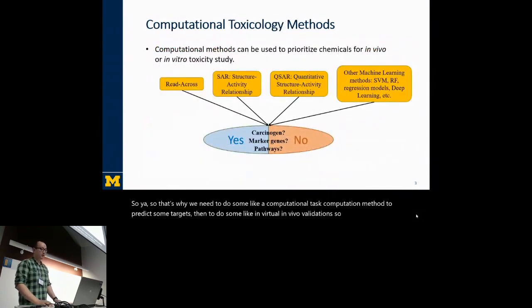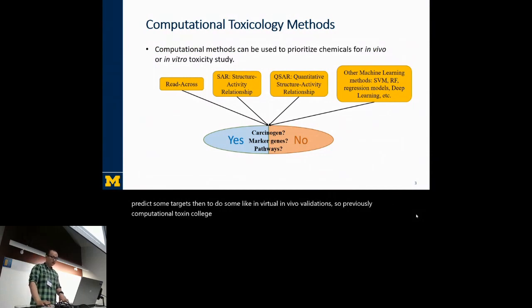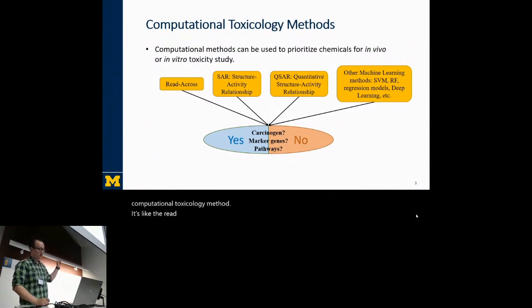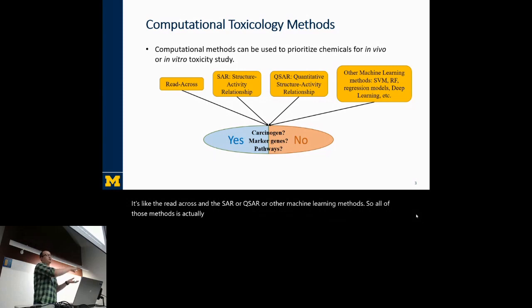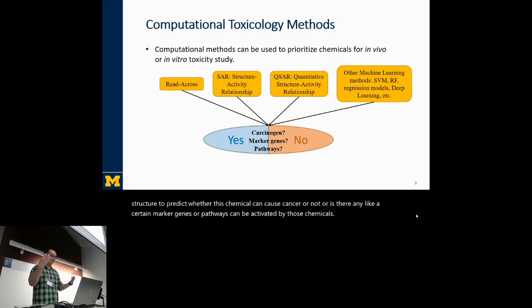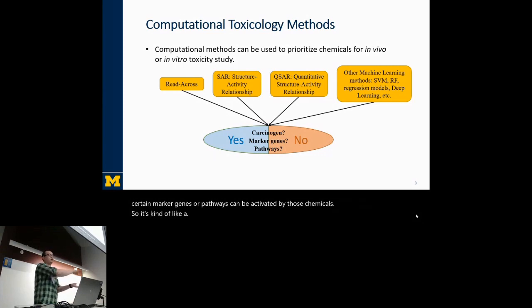Previously, computational toxicology methods were read-across, SAR or QSAR, or other machine learning methods. All of those methods really focus on the chemical part, which is using the chemical structure to predict whether this chemical can cause cancer or not, or whether certain marker genes or pathways can be activated by those chemicals. So it's heavily focused on chemistry, not really on the biology.